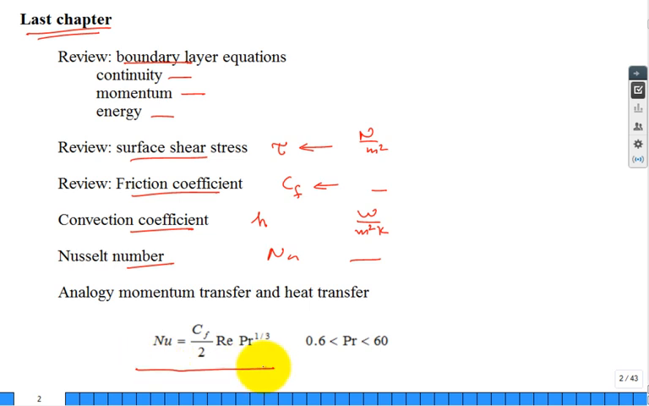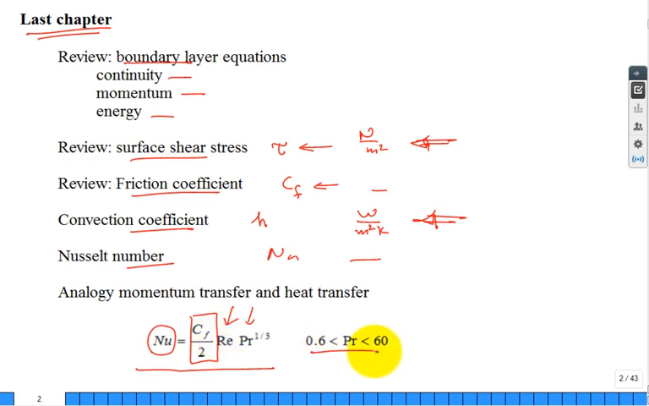All right. And then the last of the chapter, we brought out this equation. What is that equation? It's an analogy between what? Momentum transfer and heat transfer. This is associated with momentum transfer. This is associated with heat transfer. All right, so we have the heat transfer associated with the momentum transfer through these additional Reynolds, Prandtl to the 1/3. This is a modified Reynolds analogy or Chilton-Colburn analogy.